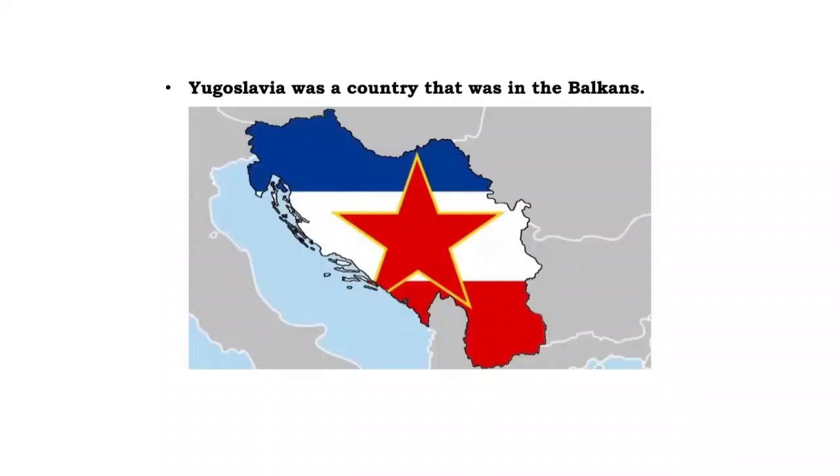Yugoslavia was a country in the Balkans, and the country was created after World War I. And Yugoslavia had like a ton of ethnicities inside of it, which was not good because I don't think any of them got along, like really.